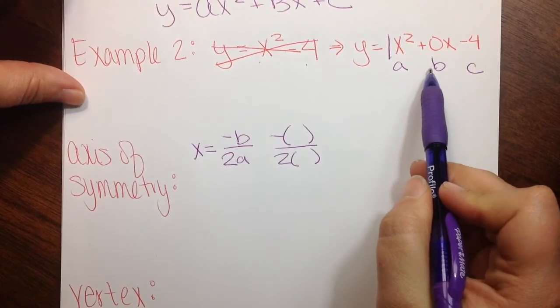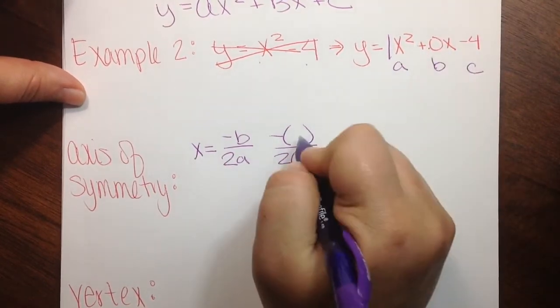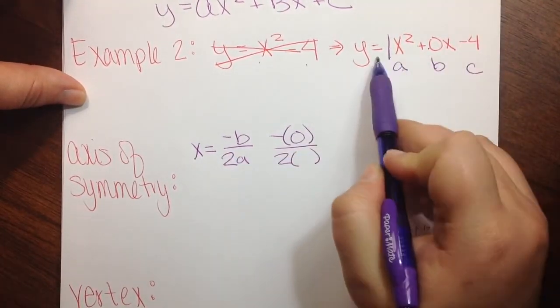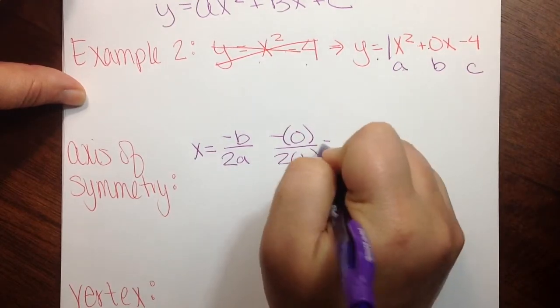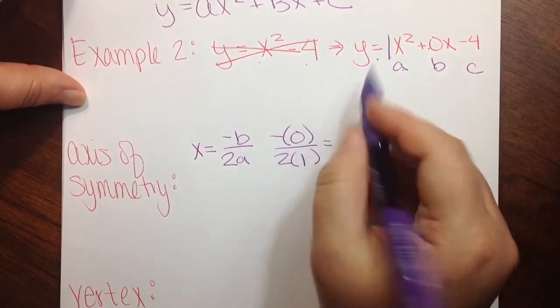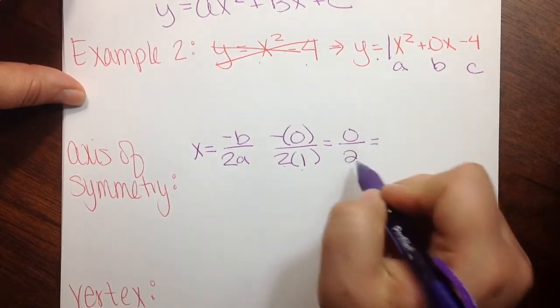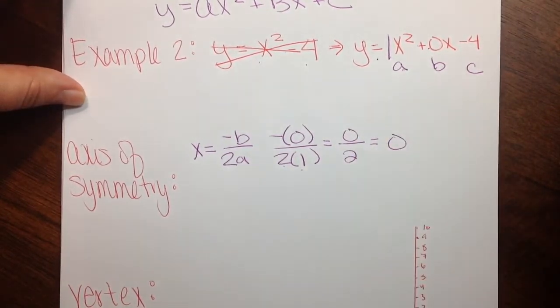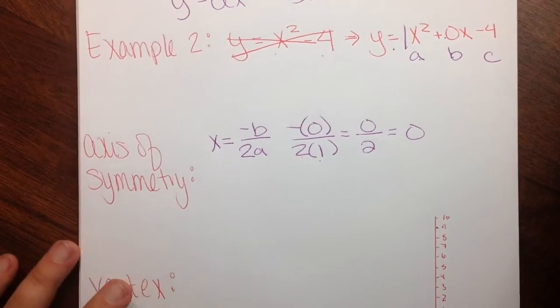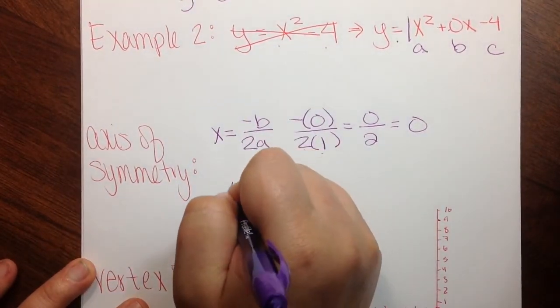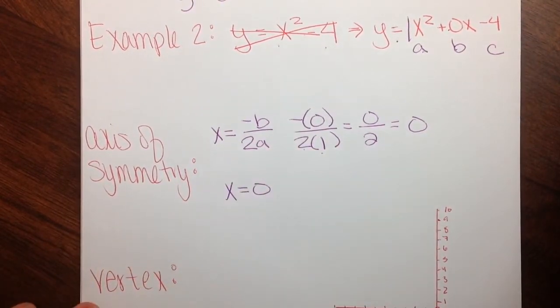We're going to plug in our b. Our b is 0. Our a is 1. And we're going to work it out. -0, there's no such thing. It's just 0. 2 times 1 is 2. 0 divided by anything is 0. So that means our axis of symmetry would be 0.